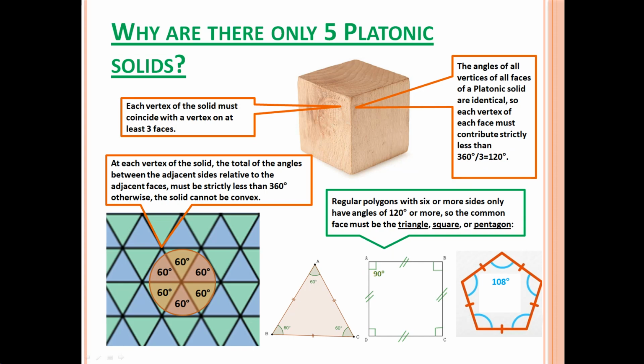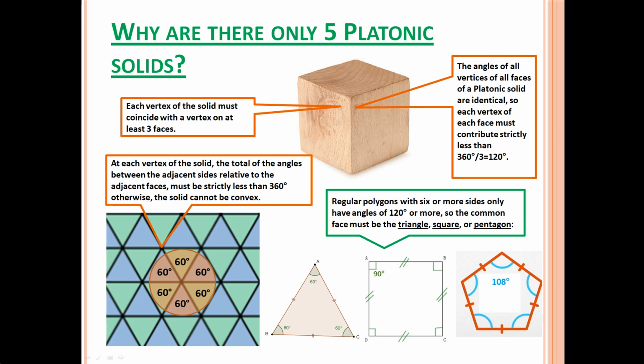But, why are there only 5 Platonic solids? To start, each vertex of the solid must coincide with a vertex on at least 3 faces. Otherwise it is just a side point and not a vertex. At each vertex of the solid, the sum of the angles between the adjacent sides relative to the adjacent faces must be strictly less than 360 degrees, otherwise, the solid cannot be convex.